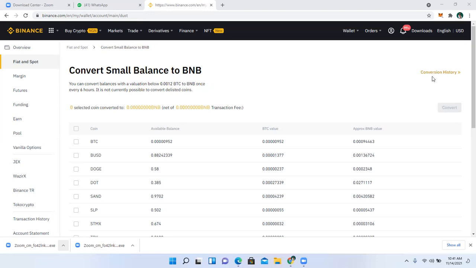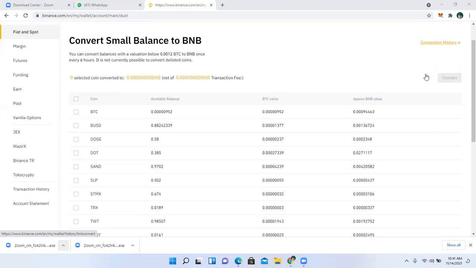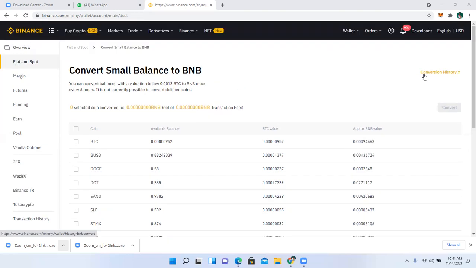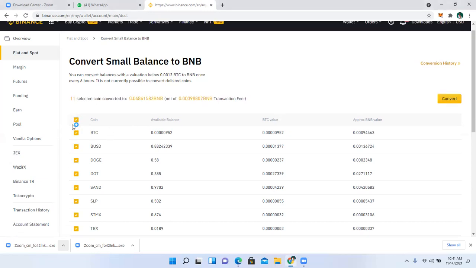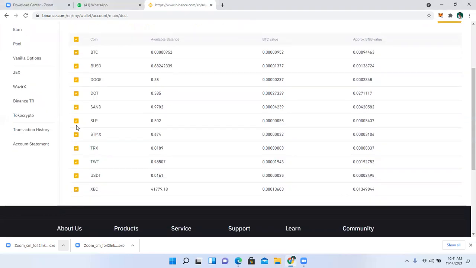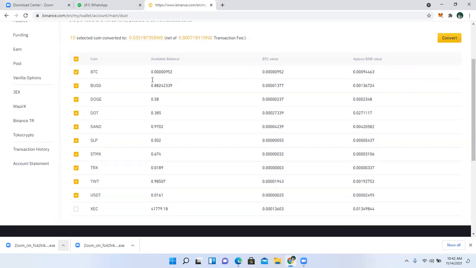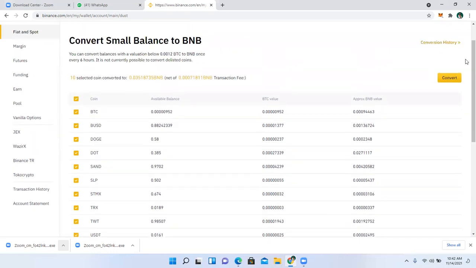You can just select all the small coins that you want to convert and convert them to BNB. If I click on this, it will mark everything automatically. But if there are some I don't want to convert to BNB, I can just leave them out. Like this one, I don't want to convert it because I think I need it. I need this one too. What else do I need? Okay, I don't need the rest, so I can just convert them to BNB, right?